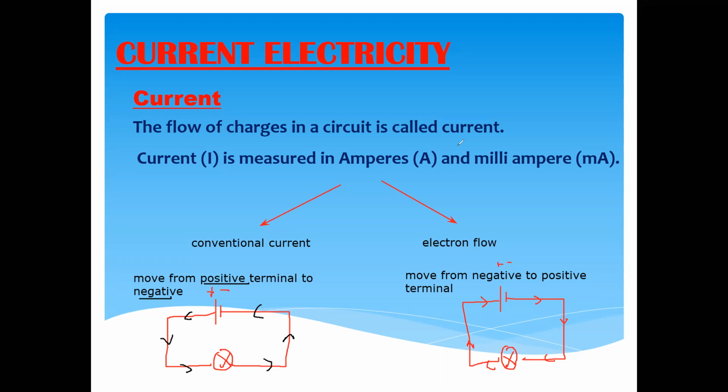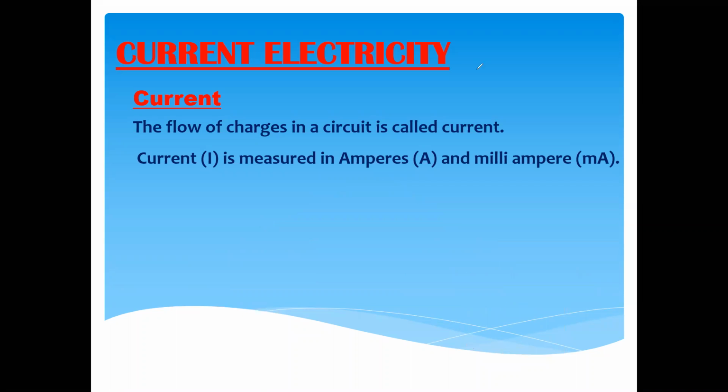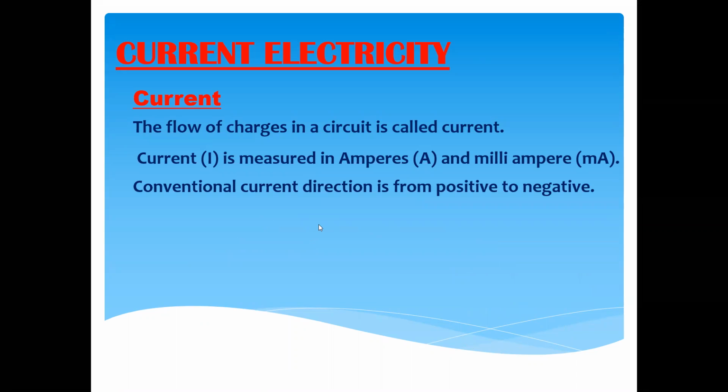And current is the rate of flow of charges, or flow of the charges in a unit time. Is the concept of current clear? The flow of the charges is called current. Current can be conventional current, which is from positive to negative, or it can be electron flow, which is from negative terminal to positive terminal. So conventional current direction is from positive to negative terminal and electron flow is opposite.